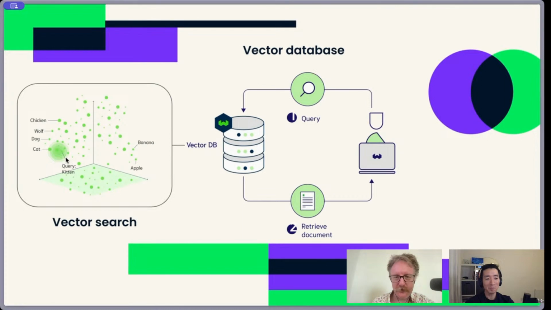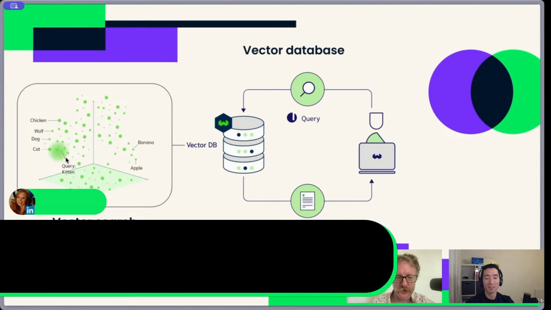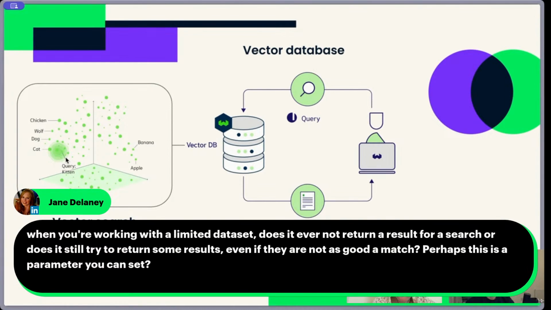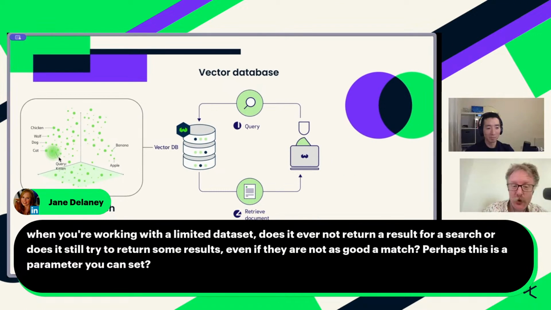All right, super. Next question comes from Jane. So in this case, we've got a limited data set. So what happens if there are no results? Does it ever not return a result, or is it always going to try and return whatever the nearest thing, even if it's a bad match?